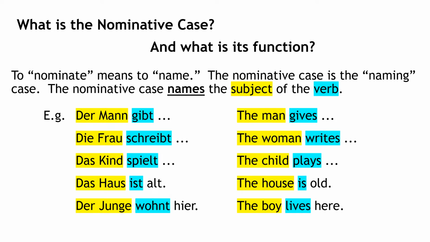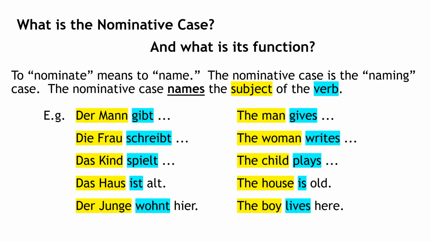It's always possible to identify the subject of a verb by asking the question who or what. So, for example, who writes? The woman writes. What is old? The house is old. The German for who is wer, and the German for what is was.